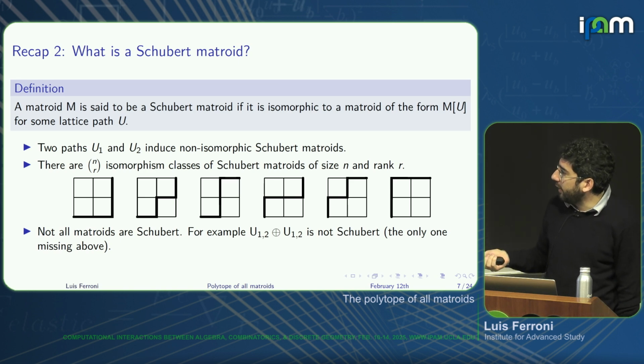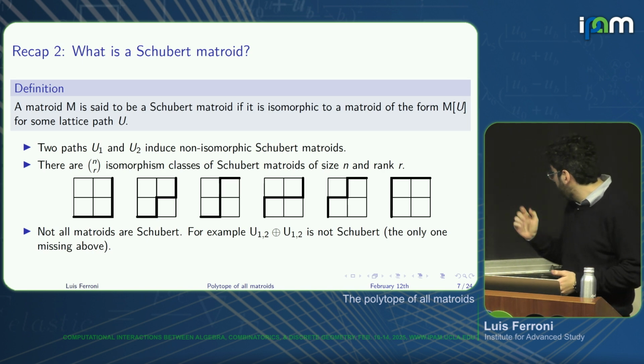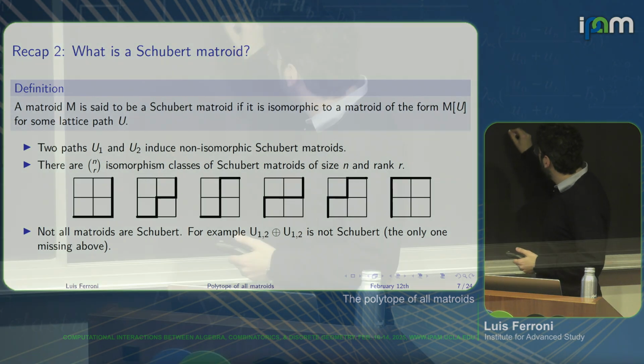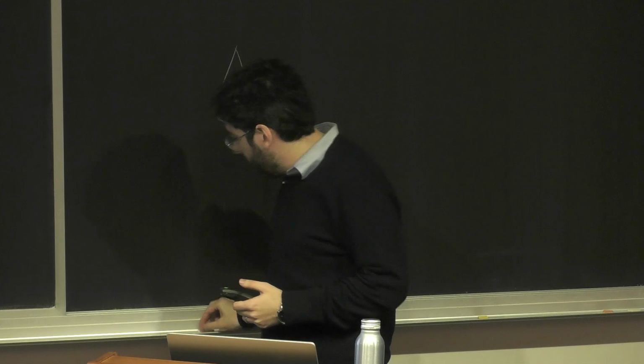Yeah, and I think that it's not difficult to show that, for instance, this matroid, the fifth one in this picture, is actually a graphic matroid. If you want to see it, it's something like take a triangle and duplicate one edge.